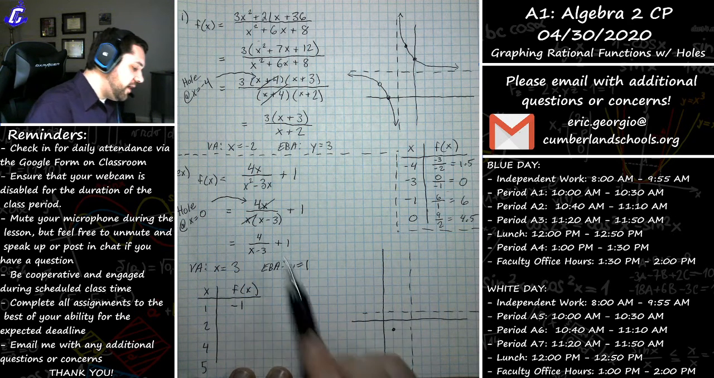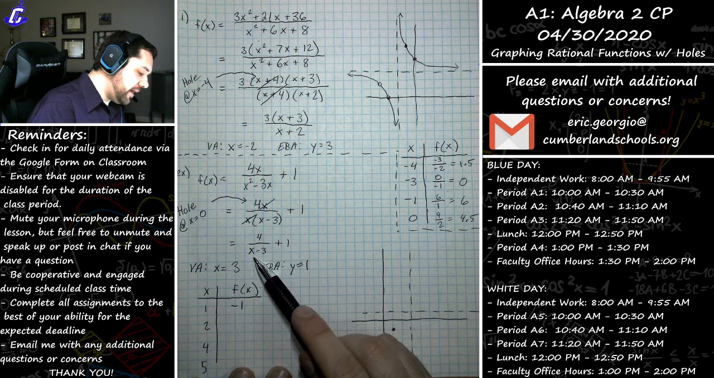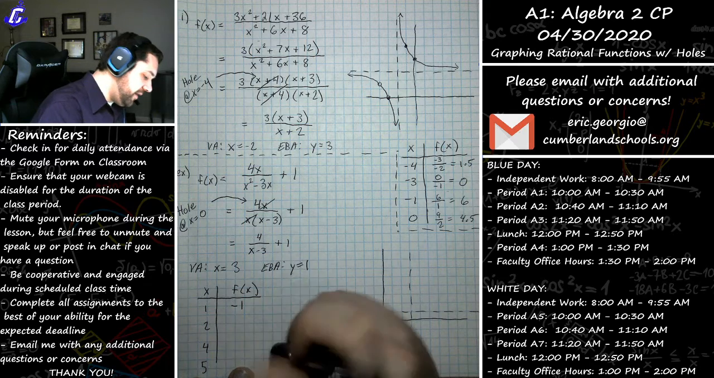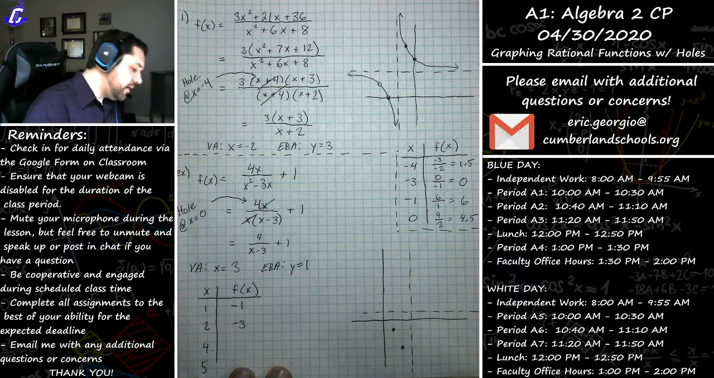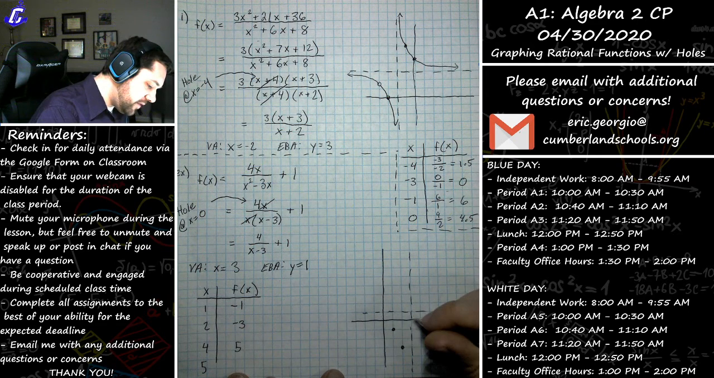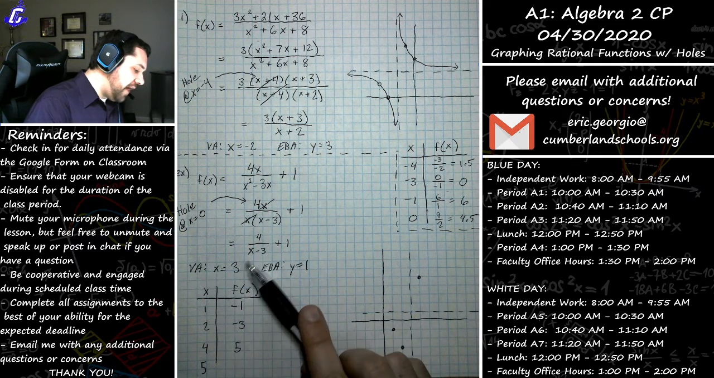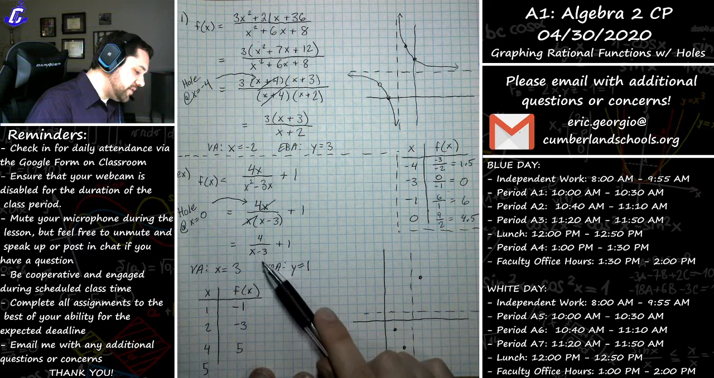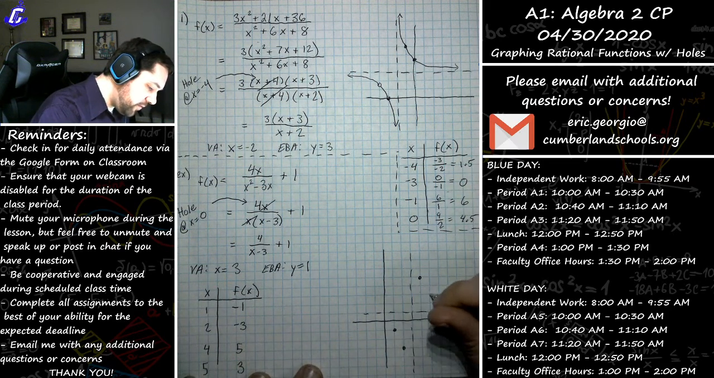2 goes in our expression here. 2 minus 3 is negative 1. 4 divided by negative 1 is negative 4. Plus 1 is negative 3. Got another point right there. Next, 4 goes in. 4 minus 3 is 1. 4 divided by 1 is 4. Plus 1 is 5. So that's 4 comma 5. And last but most certainly not least, 5 goes in. 5 minus 3 is 2. 4 divided by 2 is 2. Plus 1 is 3. 5 comma 3, right there.